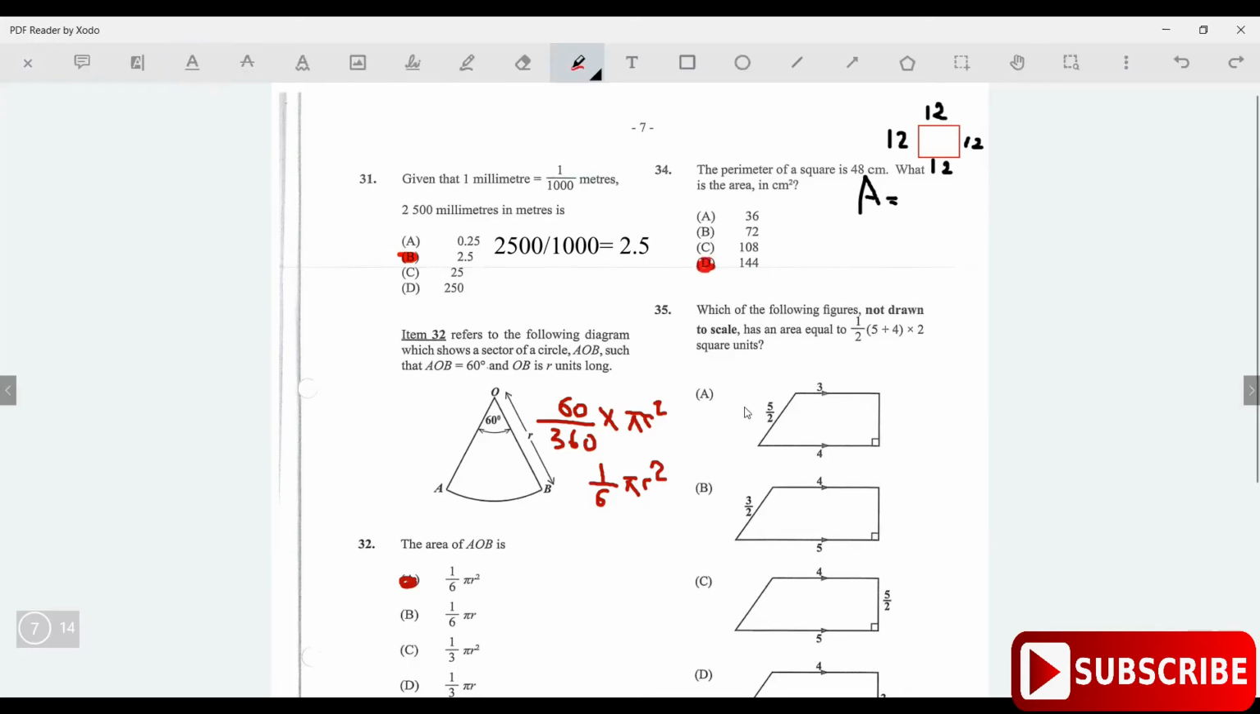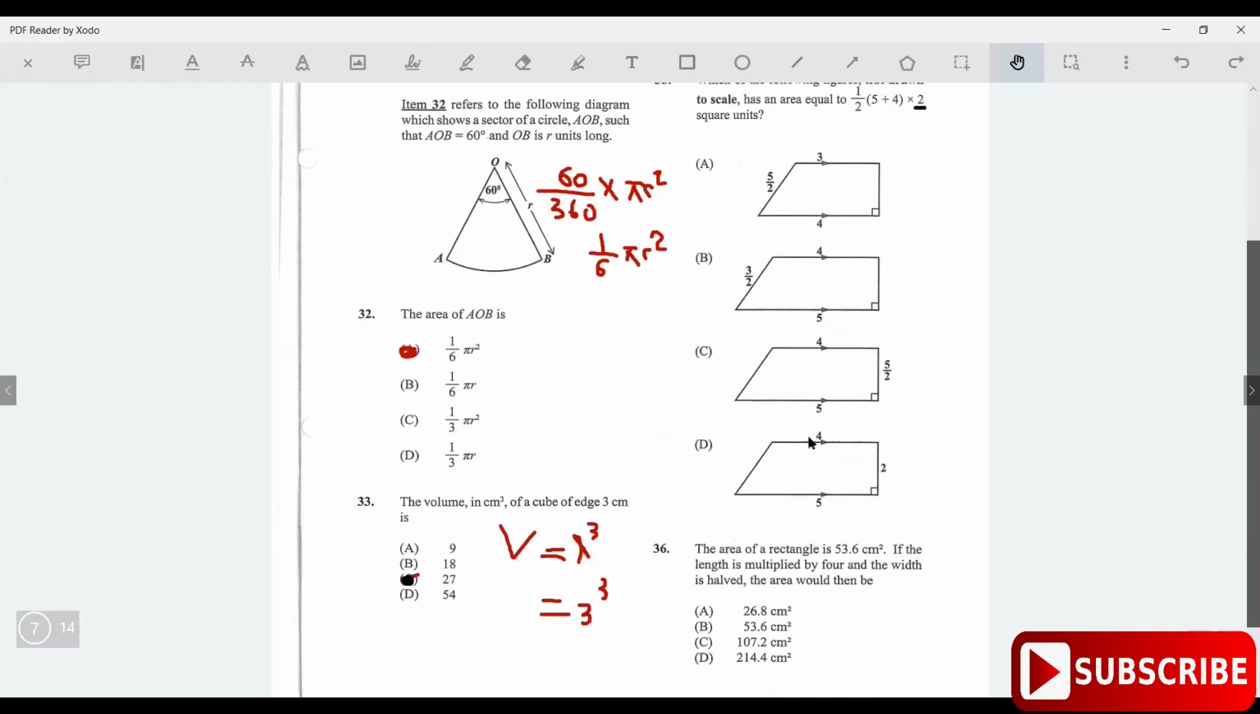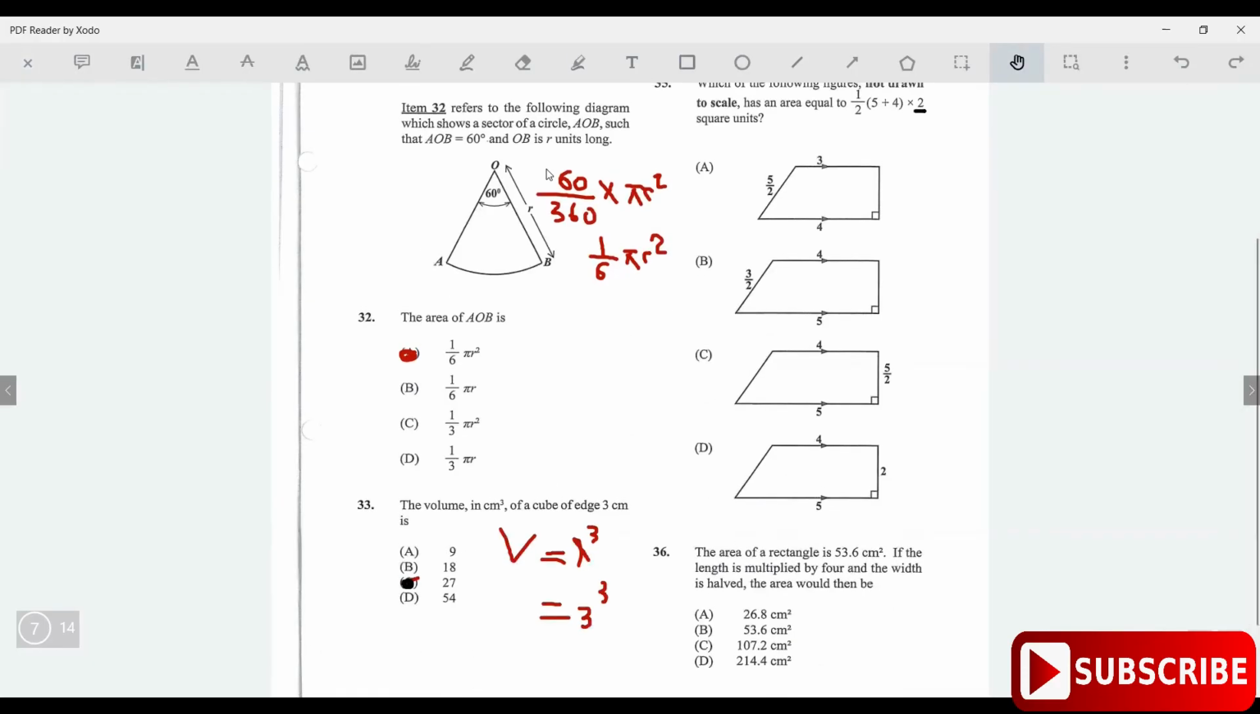Question 35. Which of the following, not drawn to scale, has an area of a half times 5 plus 4 times 2? So they're telling us that the height is 2. The next side is 4, and one side is 5. So looking for 4, 5, and 2. Here it is, 4, 5, and 2. That's option D.